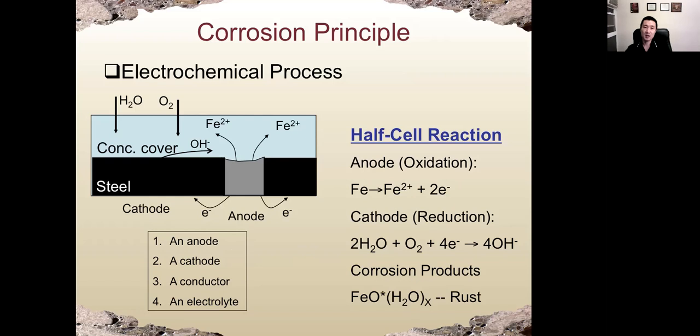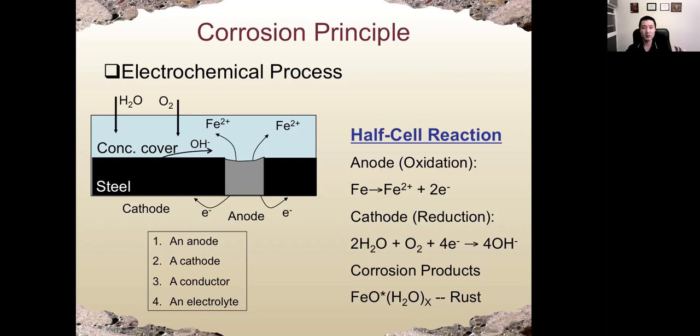So, corrosion principles. It is an electrochemical process. Here shows the steel reinforcement. We also have a concrete cover above the steel, which is the barrier between the air and the steel reinforcement. A healthy steel rebar has a protective film on the surface. This thin film protects the steel from further corrosion.